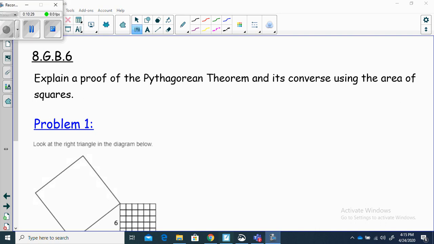And now we've gone over the proof of the Pythagorean theorem and its converse using the area of squares.